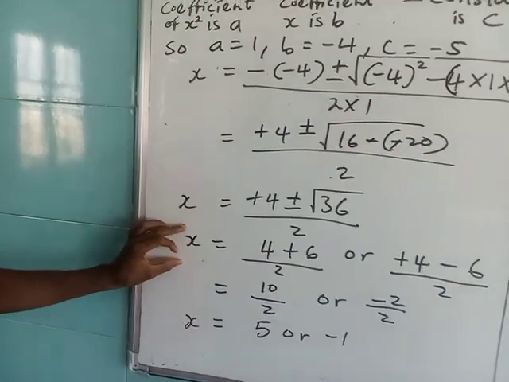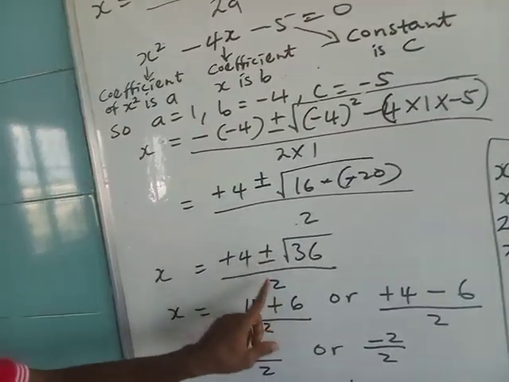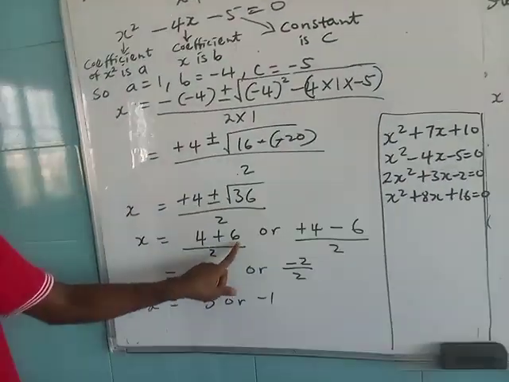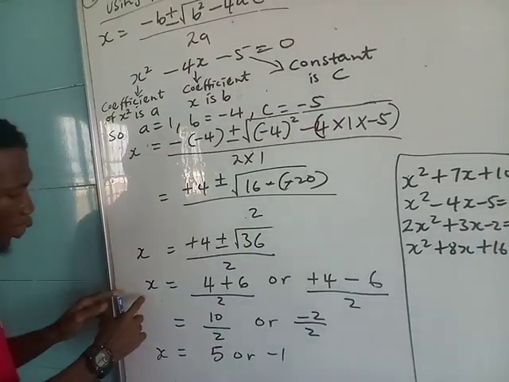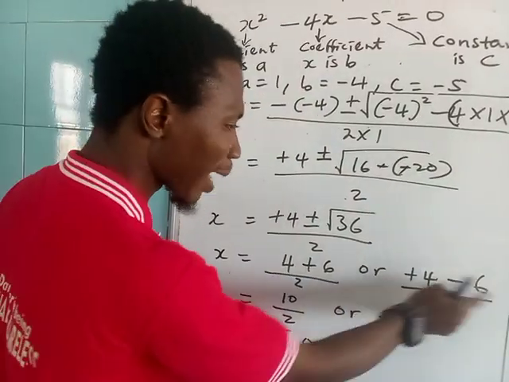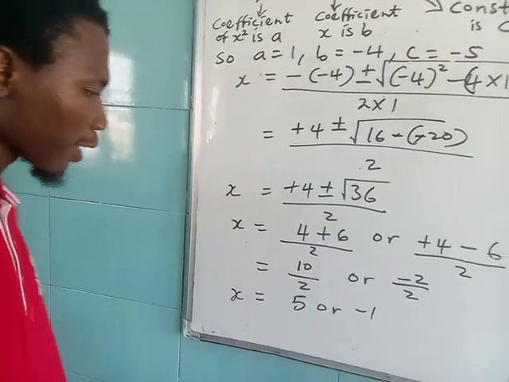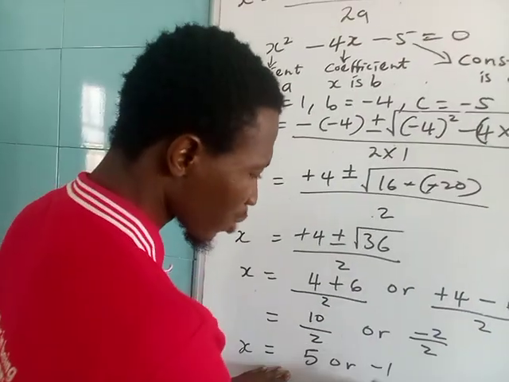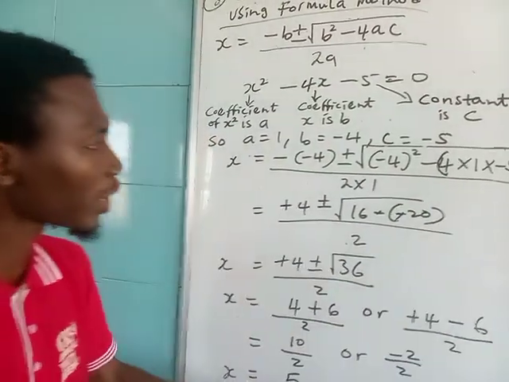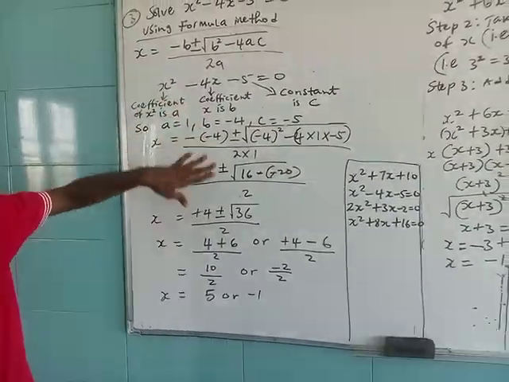So that means our x, like I said, will give you two possible values. Either you get a plus 6 or a minus 6, just like what we did in completing the square. So x now equals 4 plus 6 or 4 minus 6, all over 2. 4 plus 6 will give 10, and 10 divided by 2 will give 5. Then 4 minus 6 is minus 2, and minus 2 divided by 2 will give minus 1. So therefore x is equal to 5 or minus 1. So this is how to use the formula method in solving quadratic equations.